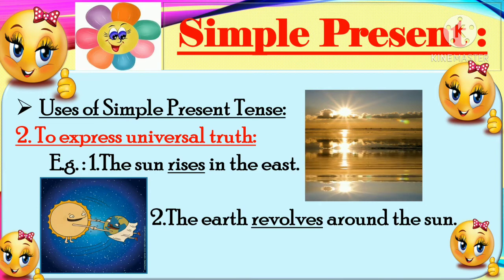Let us look at the second example. The earth revolves around the sun. It's a universal truth and you cannot change it. So, universal truths must be expressed in simple present tense.